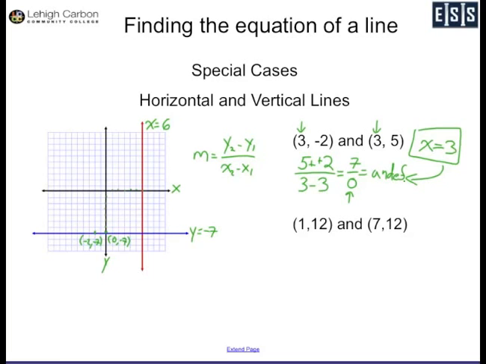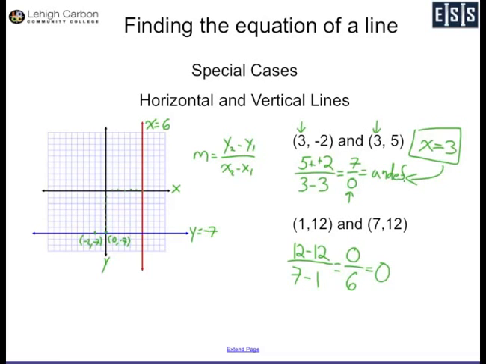Then our last example, 1, 12 and 7, 12. y2 is 12, minus y1 is 12, over x2 is 7, minus x1 is 1. 12 minus 12 is 0. 7 minus 1 is 6. 0 divided by 6 is 0. A horizontal line will always have a slope of 0.